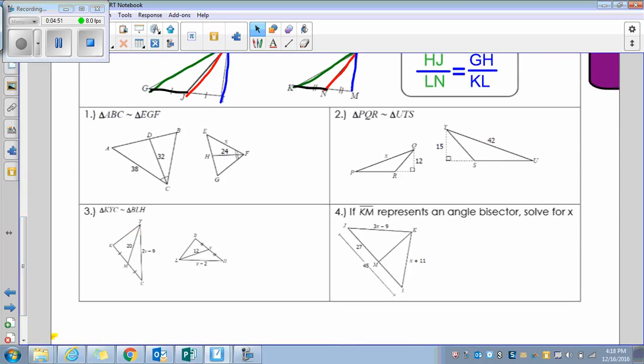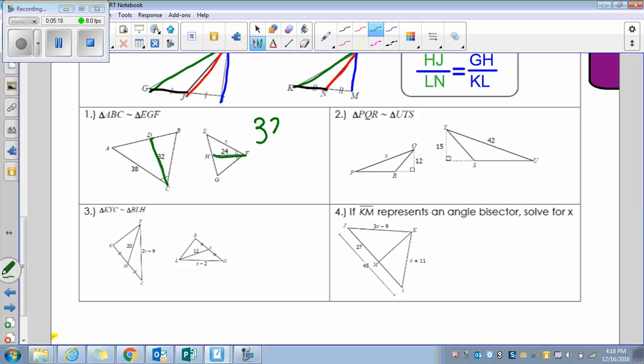And number one, I will do for you. So let's see here. It says that my two triangles are similar, so that's good. And then on top of that, we know that we have this here, which looks to be my angle bisector, and we have an angle bisector over here. So I'm going to use those two.